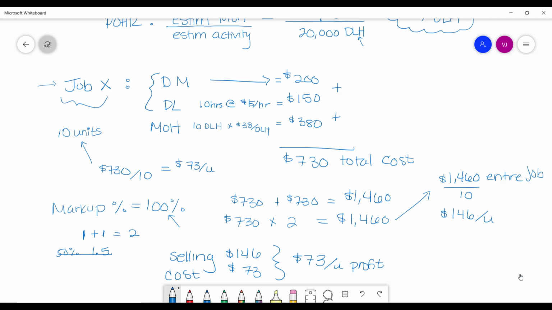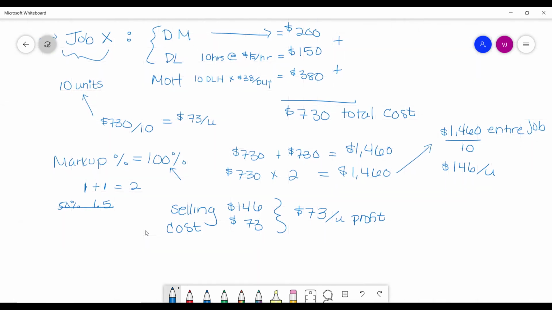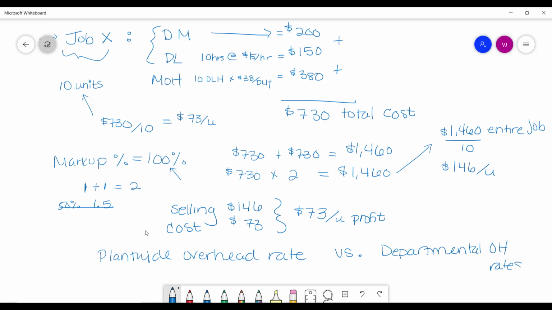Okay, so that was an overview of how to calculate and use a plant-wide overhead rate. Okay, a plant-wide POHR. So I'll go ahead and stop this video, and then in the next video I'll show you an example of departmental overhead rates and how that will look a little bit different.